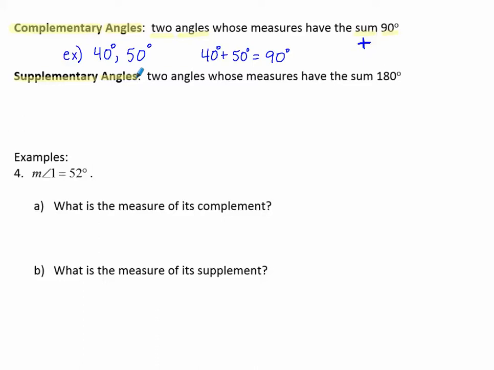Supplementary angles are two angles whose measures have the sum 180 degrees. Again, we remember that sum means adding. So for example, an angle that's 100 degrees and an angle that's 80 degrees. Why those measures? Because 100 degrees plus 80 degrees equals 180 degrees. Let's take a look at a representation of these types of angles.